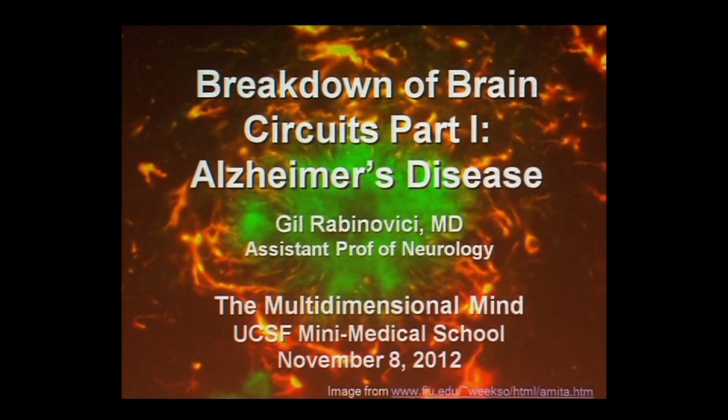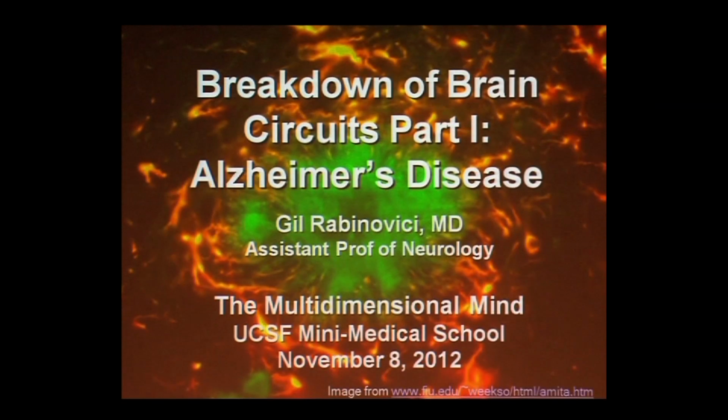All right, good evening. I think we're going to get started. Welcome to the Multidimensional Mind, Week 2. My name is Gil Rabinovich. I'm an assistant professor and neurologist at the UCSF Memory and Aging Center. And today we're going to talk about how brain circuits break down in diseases that cause dementia, and then how we can think about fixing them. And I'll kick us off by starting a discussion on Alzheimer's disease.